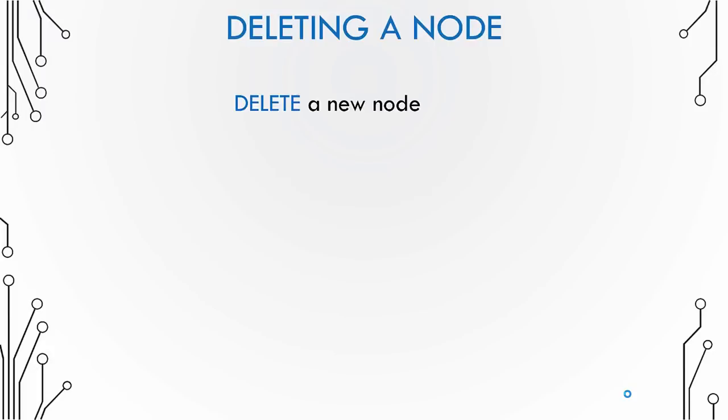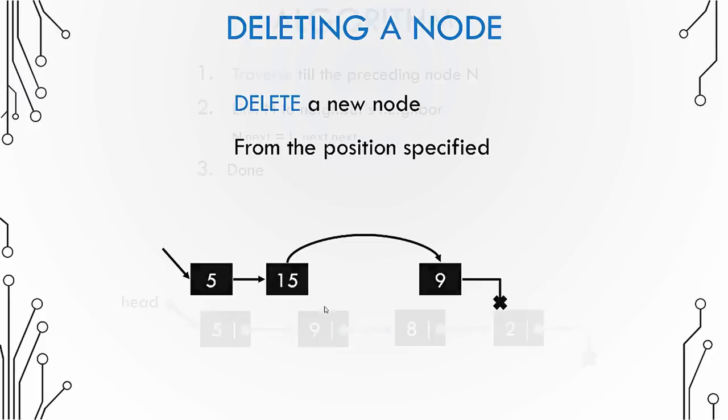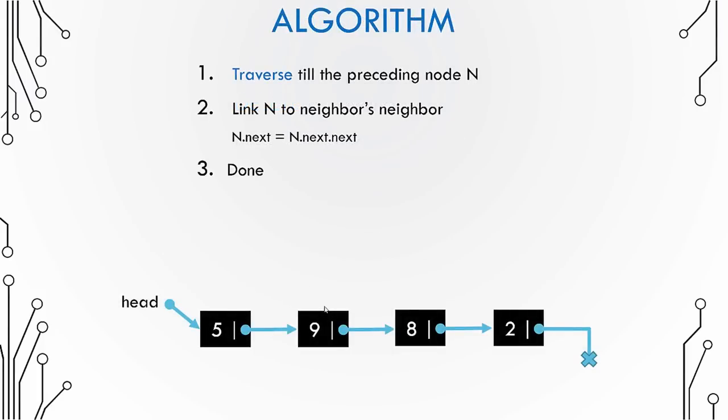Most of the times, deleting a node involves deleting a node from a specific position. For example, if you want to delete the node at position number 3, in this case the node with value 1, you need a way to make the node with value 15 link with the node with value 9, thereby skipping the node with value 1. Right? Let us see how we do this in detail.